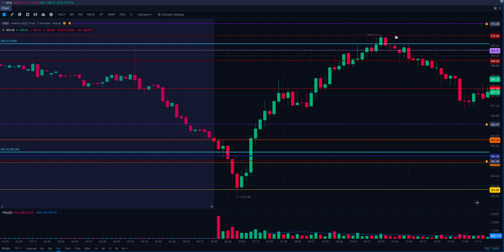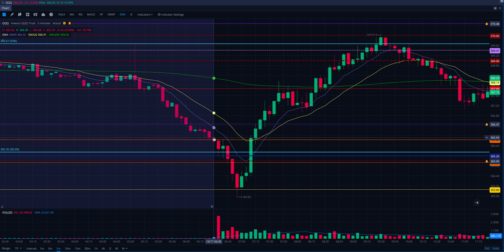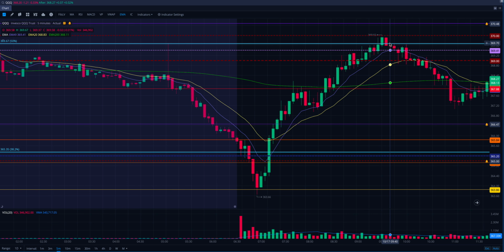All right. This is how you stay in these trades for a long time, right? You can use your EMAs. Look at how it respects it. And this is just the 5 minute, rides it all the way up. All right.